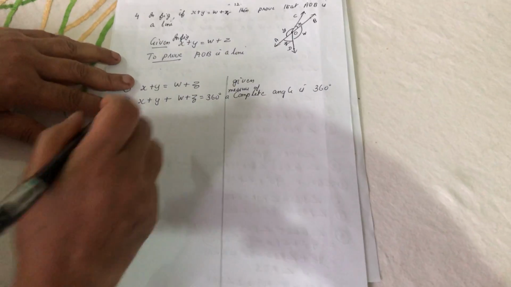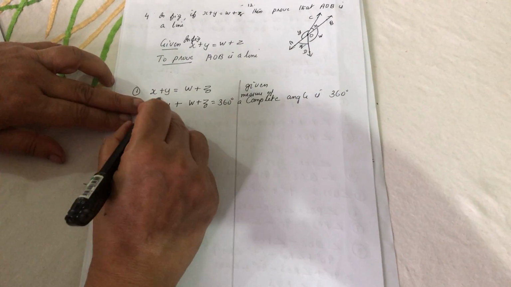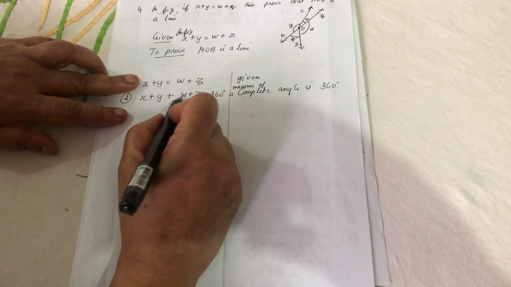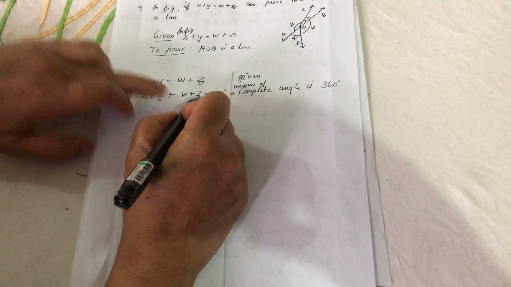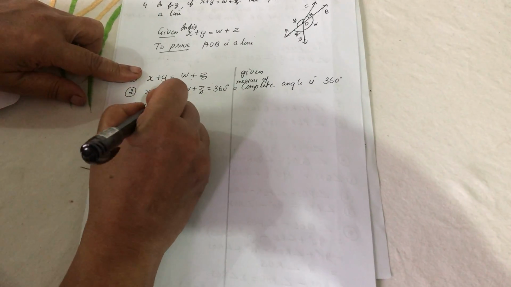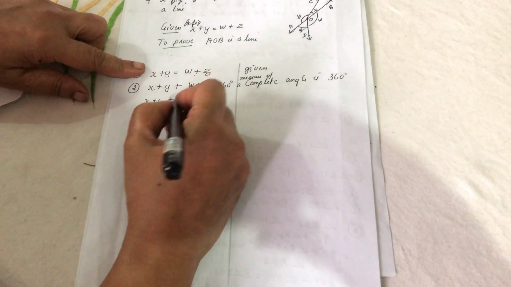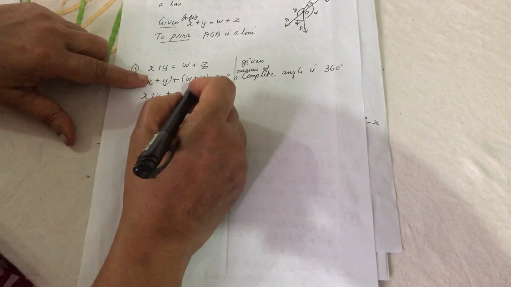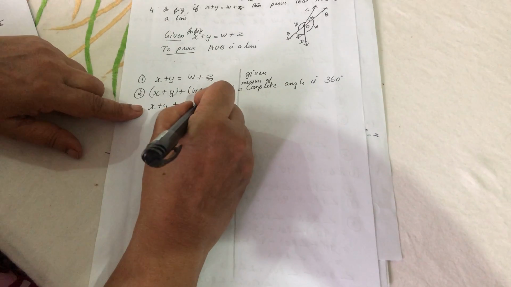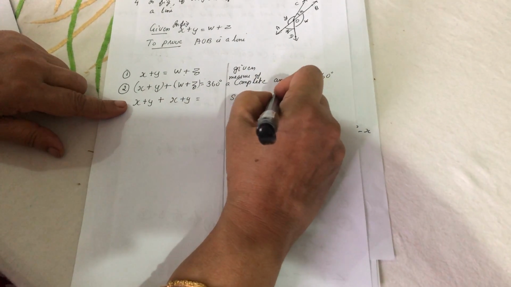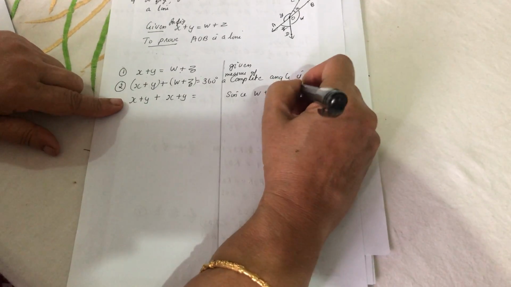So here it is given x plus y is equal to w plus z. So I am going to write this w plus z as x plus y. So x plus y plus these two, these two I am going to replace by x plus y, since w plus z equal to x plus y.